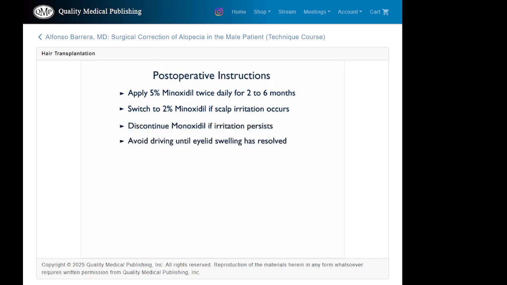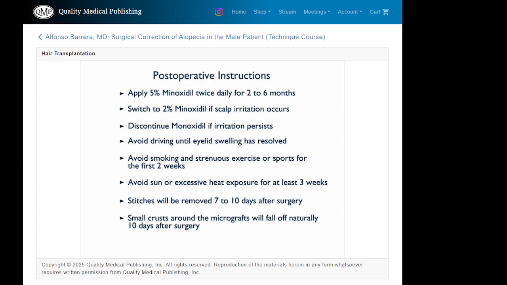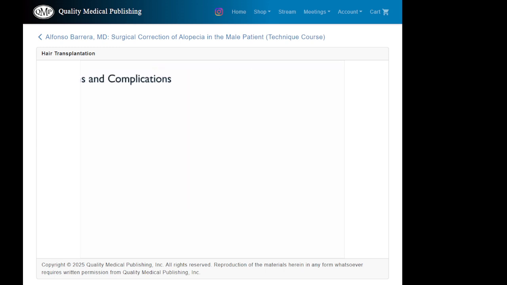Avoid driving until eyelid swelling has resolved, smoking and strenuous exercise or sports for the first 2 weeks, sun or excessive heat exposure for at least 3 weeks. The stitches in the donor area will be removed 7 to 10 days after surgery. The small crusts that form around the micrograft will fall off naturally 10 days after surgery, along with some of the transplanted hair. However, the hair roots have become safely incorporated into the scalp by this time and are not at risk. Although hair growth will become noticeable 90 to 120 days after surgery, the final result will be evident after 1 year. Problems and complications.